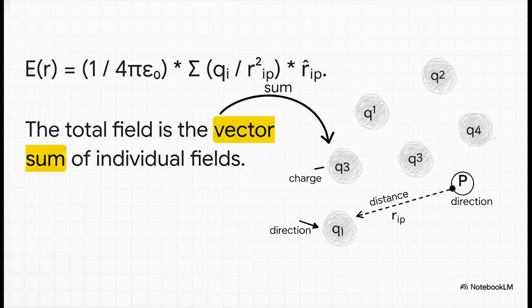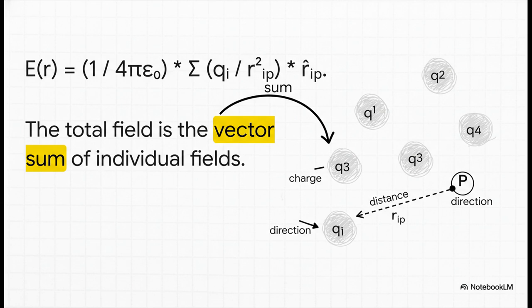Now, I know, it looks a little intimidating, but let's break it down. It's actually pretty simple. E of r, that's the total field we're looking for. This first bit is just our friendly old constant. Now, this big Greek letter sigma, that's just a command. It means add up everything that comes next. And what are we adding up?